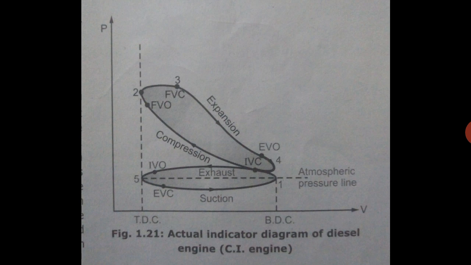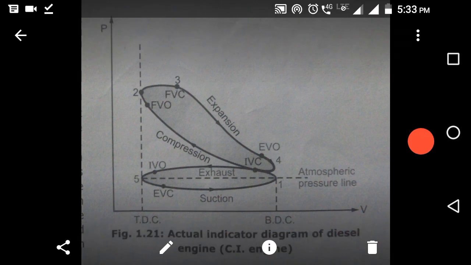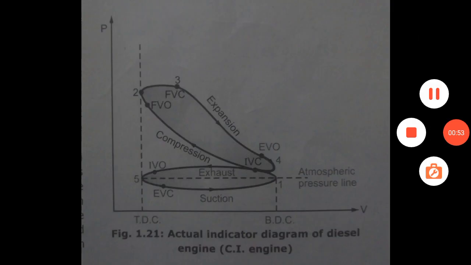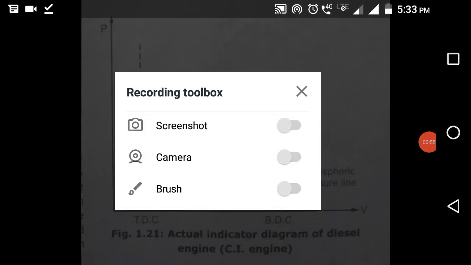Now see, this is the actual indicator diagram of diesel engines. It indicates how the pressure and volume variation occurs while performing all the processes to complete the cycle. Now here, the process 5 to 1 is shown.